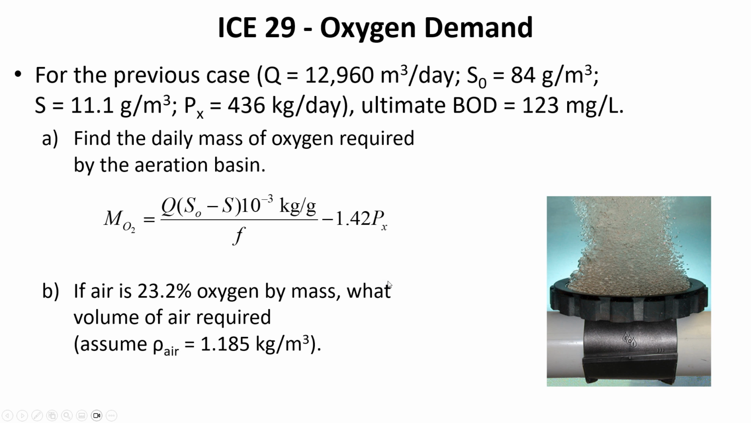And then part B is a little bit more tricky. We'll do it together. It's just saying that if we assume that air is 23.2% oxygen, and we know the air density, then what would be the volume of air that's required, assuming 100% transfer of the air into the liquid? So just do part A and we'll do part B together.